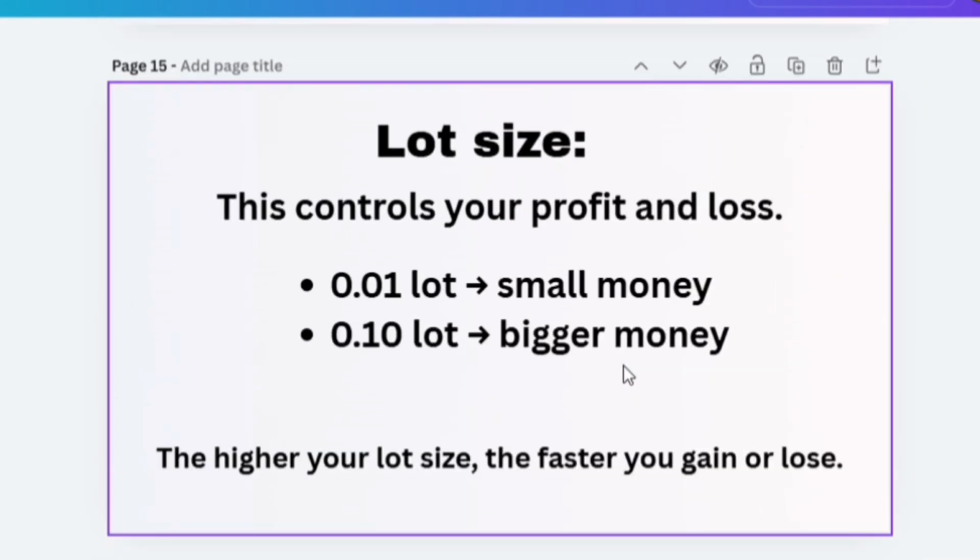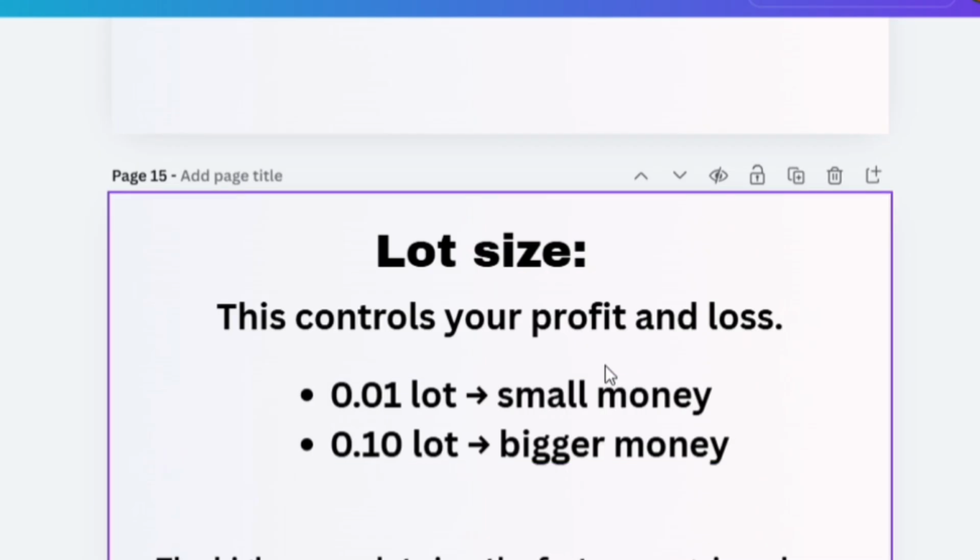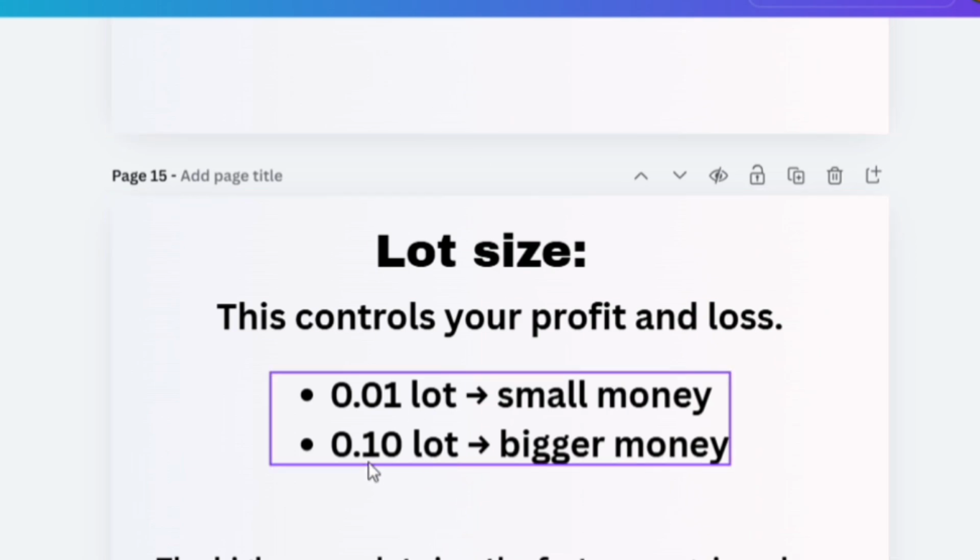Now let's talk about lot size. Lot size is what controls your profit and your loss. If you're trading 0.01 lot size, you'll be making small money and you'll be losing small. But if you're trading 0.10 or 1 lot size or 2 or 100 lot size like some forex traders, you'll be making bigger money. And you'll also be setting your account up for what? Bigger losses. Do you understand?